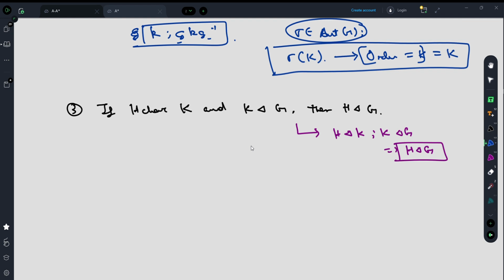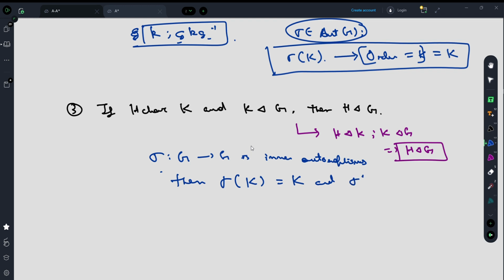Let's check. So K is normal in G, right? K is normal in G. Observe that if I consider the inner automorphism on G, suppose sigma is an inner automorphism on G, that is, it sends elements to their conjugates, then sigma fixes K, right? Because K is normal. Then sigma fixes K, and sigma restricted to K is also an automorphism on K. Need not be inner, but is an automorphism on K.